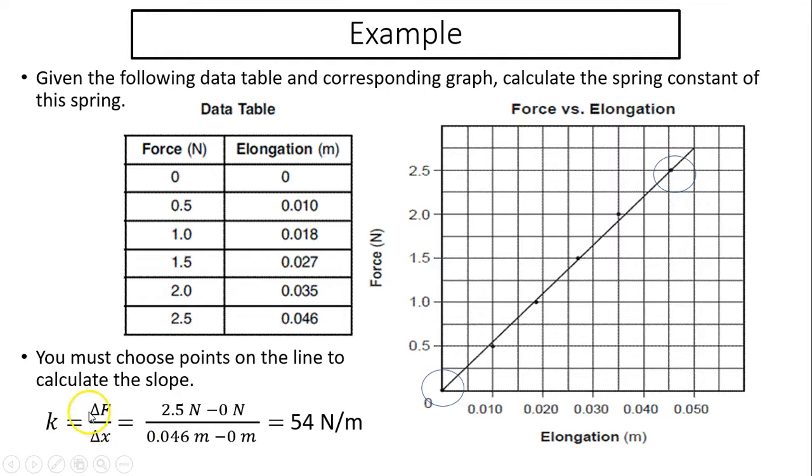So k equals the change of F divided by change of x. This is 2.5, that's the last point. That's the force minus 0, divided by the elongation x, which is 0.046 right over here, minus 0. So the answer is 54 newtons per meter.